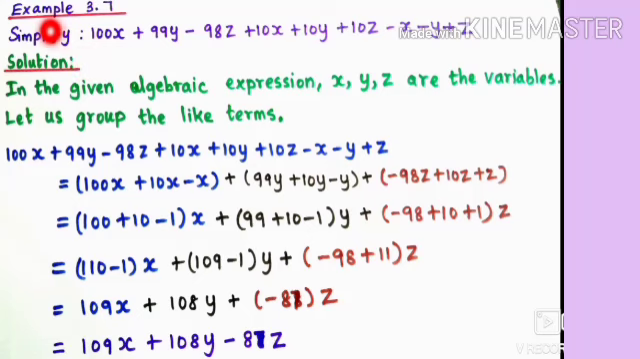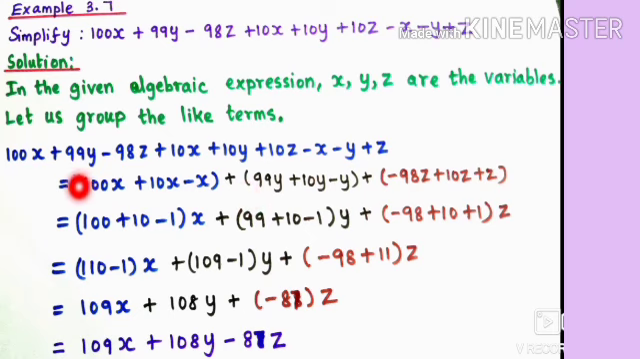Students, now let us see the example problem 3.7. Simplify 100x plus 99y minus 98z plus 10x plus 10y plus 10z minus x minus y plus z. Here, in the given algebraic expression, x, y, z are the variables. Now, let us group the like terms. That is, we are arranging the like terms separately in an algebraic expression.